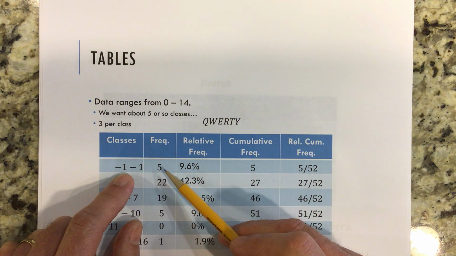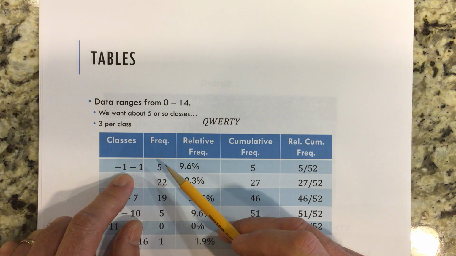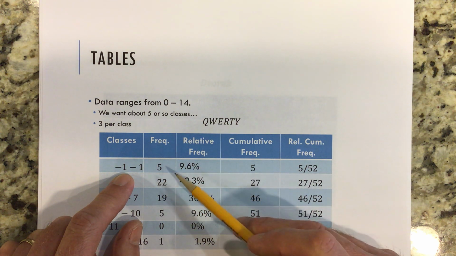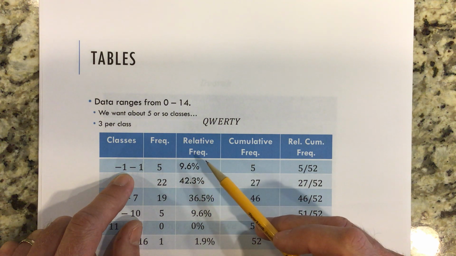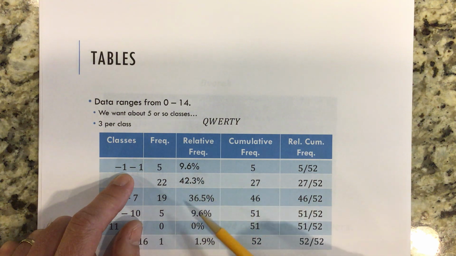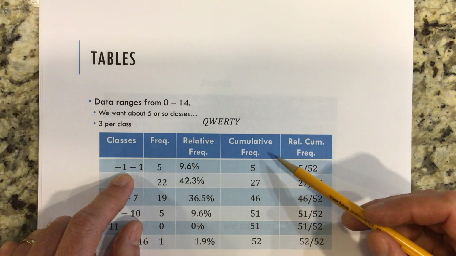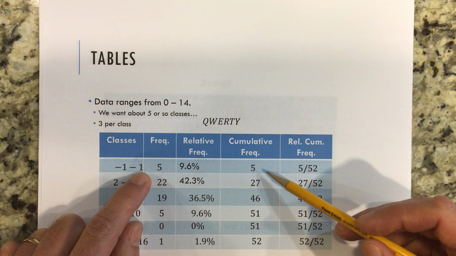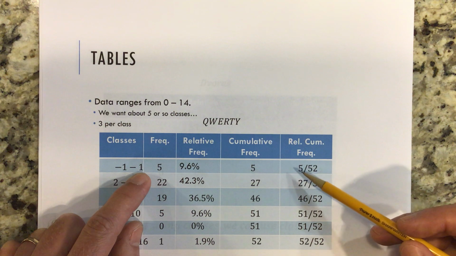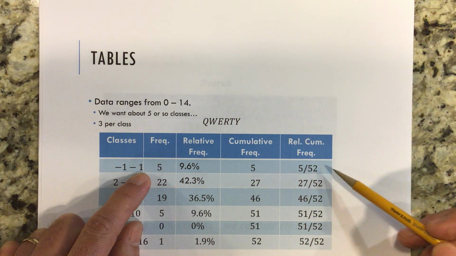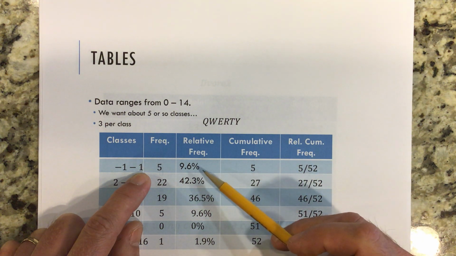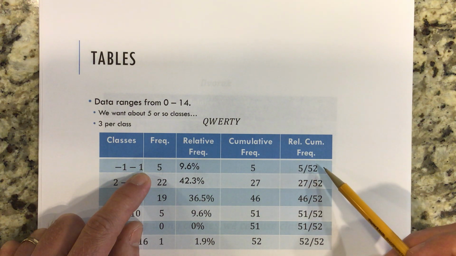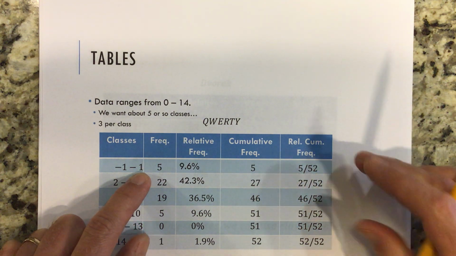There were 5 words that scored in that class. That's my frequency. To make it a relative frequency, I would take 5 divided by 52 because there were 52 words total. And there it is as a percentage. Okay, here's my cumulative frequency. There are 5 words that scored 1 or lower. Here's my relative cumulative frequency. Again, 5 divided by 52. Again, you can make that a percentage if you want. I purposefully did one as a percentage and one as a ratio just so you can see either way.